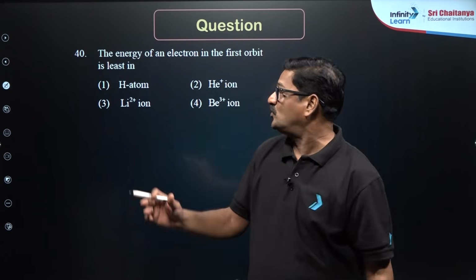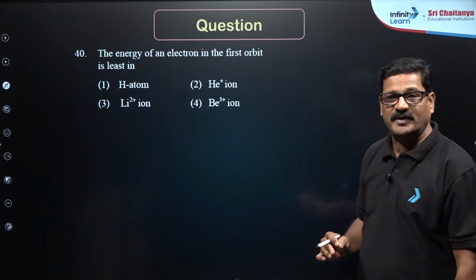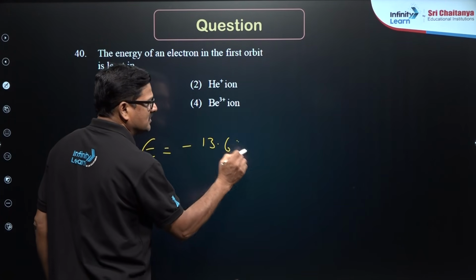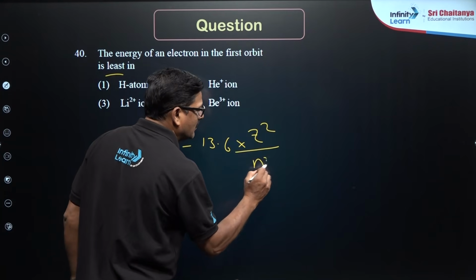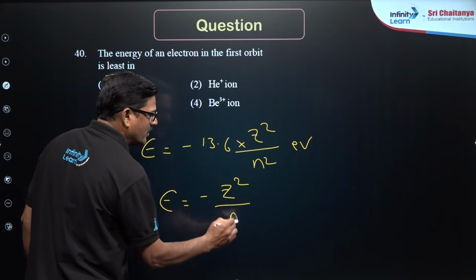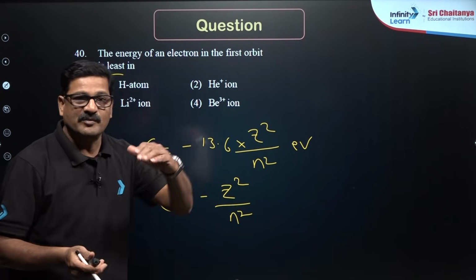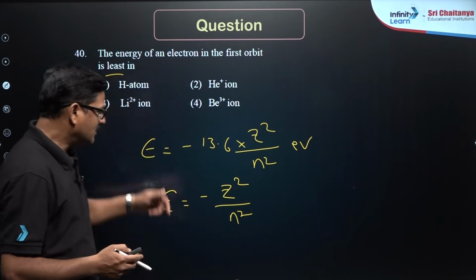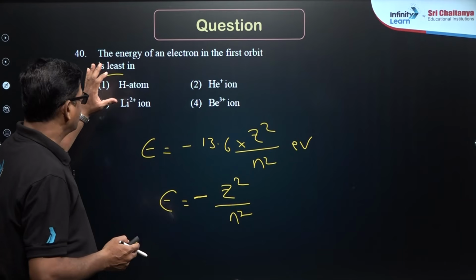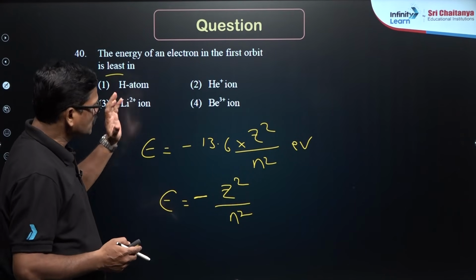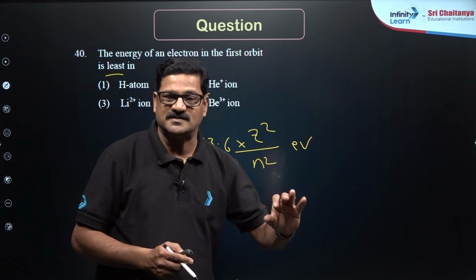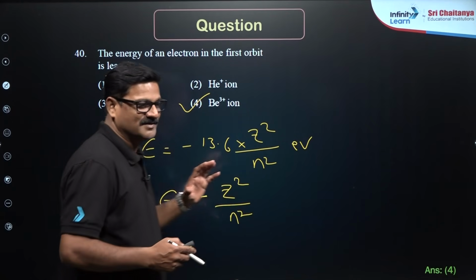Here it is, from the atomic structure, the energy of an electron in the first orbit is least in. Energy is equal to minus 13.6 into Z square by n square electron volt. So the energy is proportional to negative Z square by n square. So as atomic number increases, energy value decreases because it is a negative proportionality. So among hydrogen atom, helium plus, lithium 2 plus, beryllium 3 plus, beryllium 3 plus has the least value of energy for the first shell. So the answer 4 is the correct answer for this question.